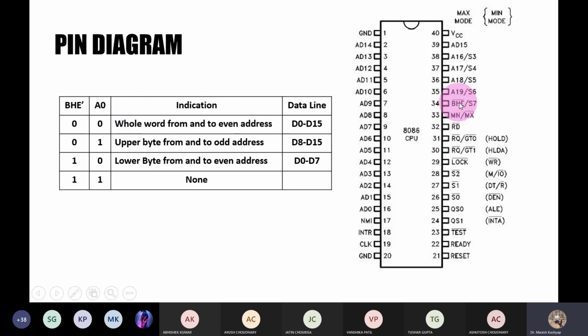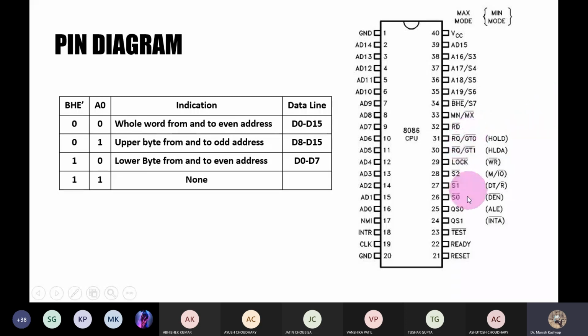So this is the usage of this BHE bar signal, and it is used in conjunction with this AD0 pin, or whenever it is acting as address, right? After that, you already know what this min-max pin is. Now, the read pin is similar to what we had in 8085. This is an active low pin, and if it has a value of 0, that means it is activated and the microprocessor is trying to read the external memory or peripheral, whatever it is attached to.